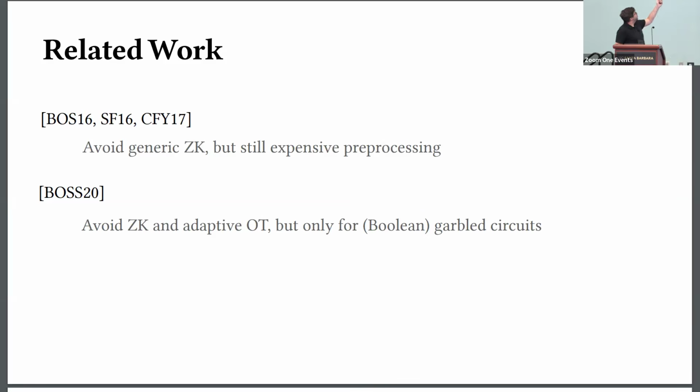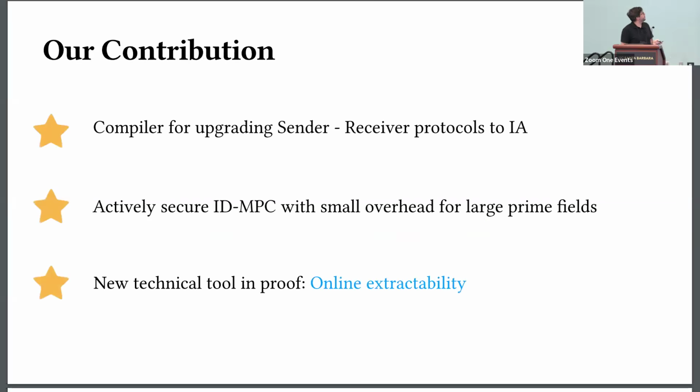Baum, Orsini, Scholl, Spini, and Fair, Cunningham, Fuller, Yakubov avoid generic zero knowledge, but they still have expensive preprocessing. Baum, Orsini, Scholl, Soria-Vazquez avoid zero knowledge and adaptive OT, but it's only for Boolean garbled circuits.